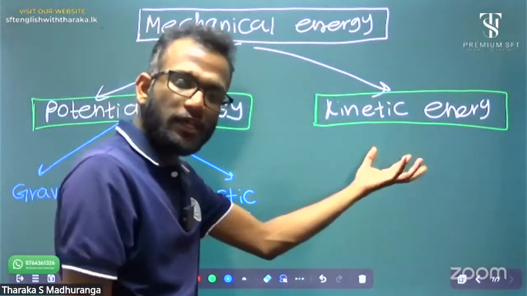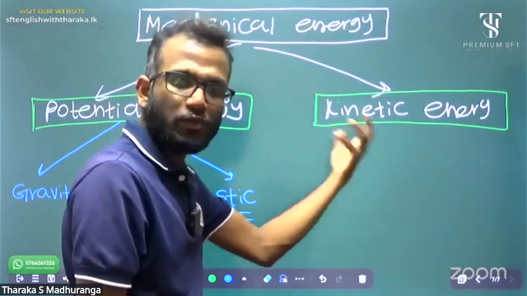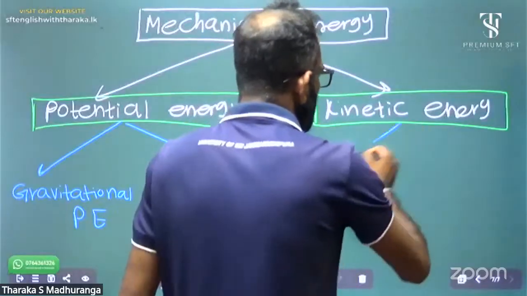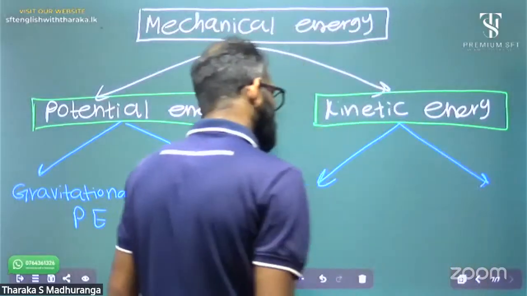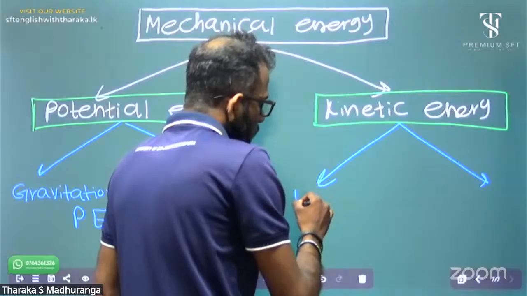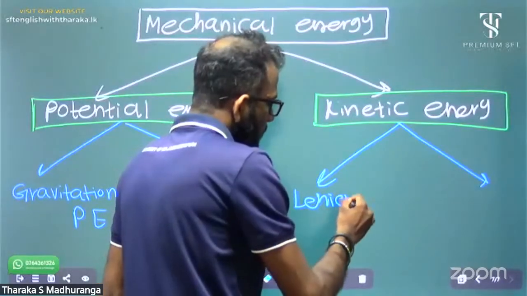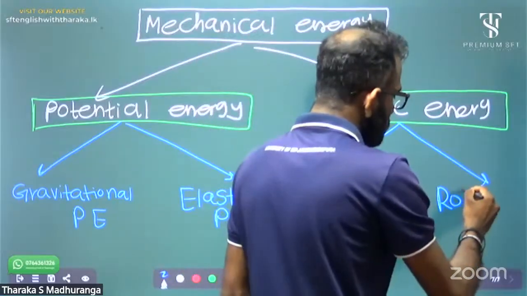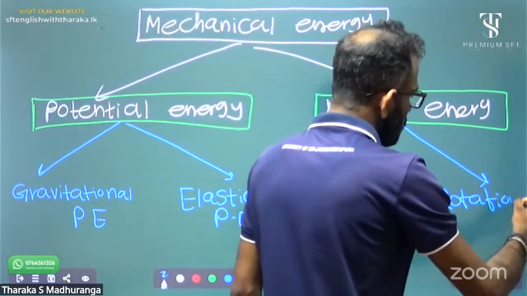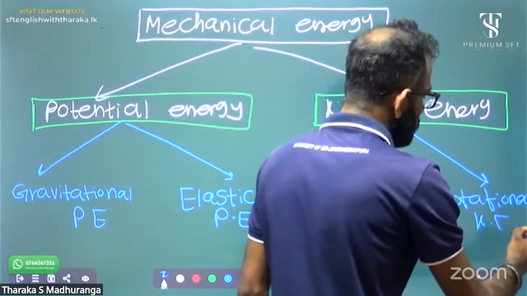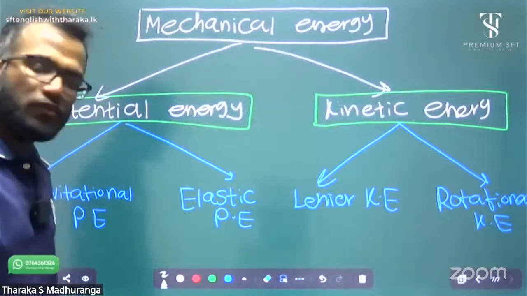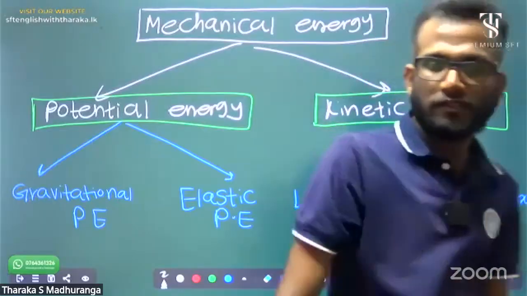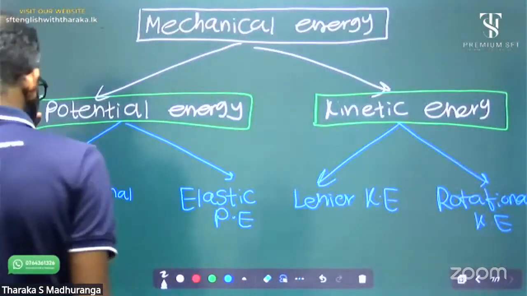Kinetic energy, the energy stored due to an object's motion, again has two types: linear kinetic energy and rotational kinetic energy. Okay, what are the equations? Let's just summarize the lesson.